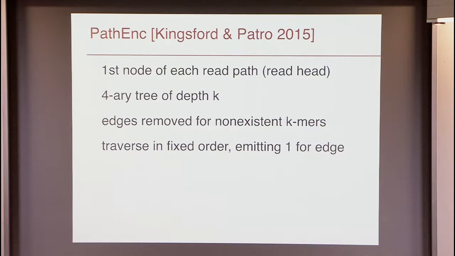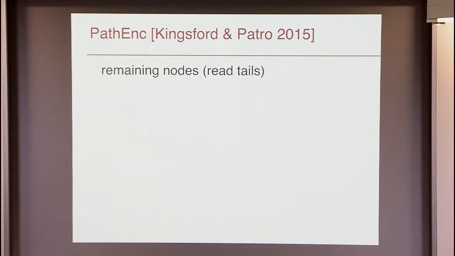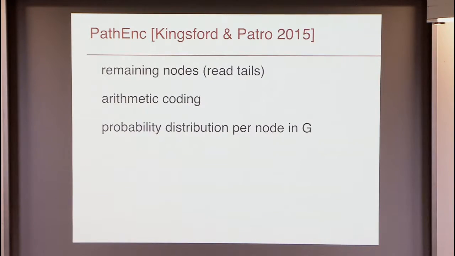And so we can gzip that resulting bit string. But because the traversal order of that tree is predetermined, we can recover the entire tree and thus recover all the reads from the compressed bit string, or recover the heads of each read. And then the remaining nodes in the tree, the read tails, are compressed using an arithmetic coding.